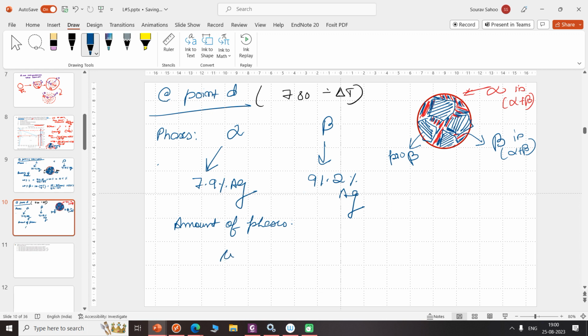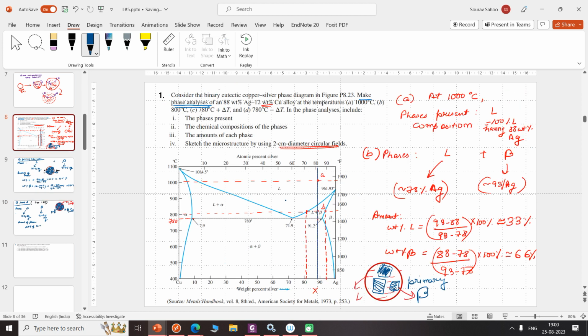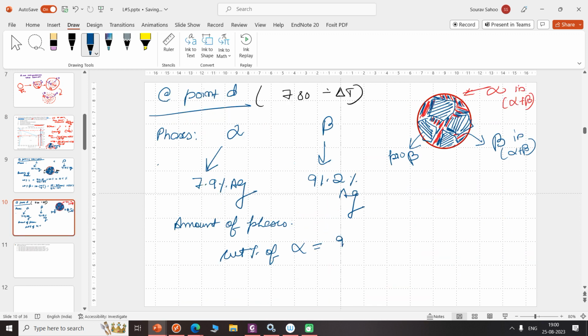We can get the weight percentage of alpha by this arm. The alpha is this part, so we can get it by this arm, which is 91.2 minus 88, divided by 91.2 minus 7.9. That should be 3.84%.